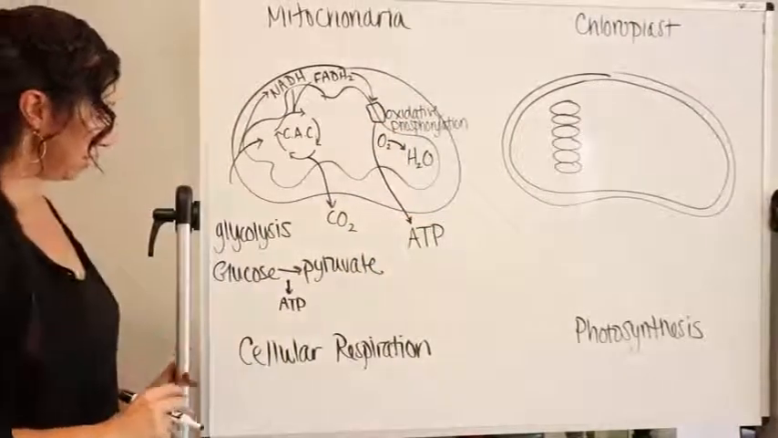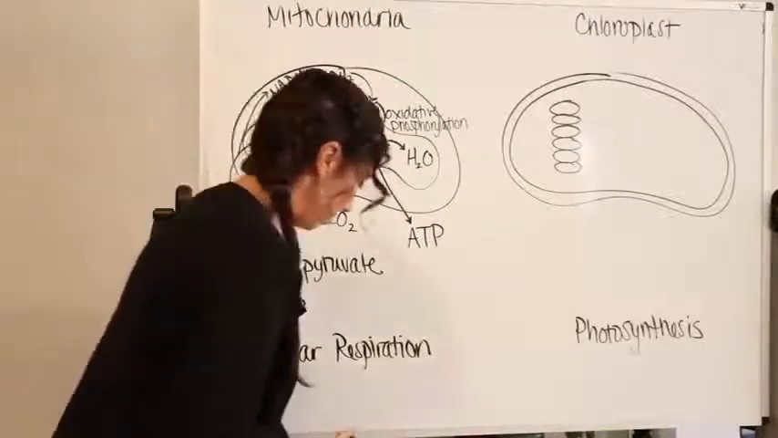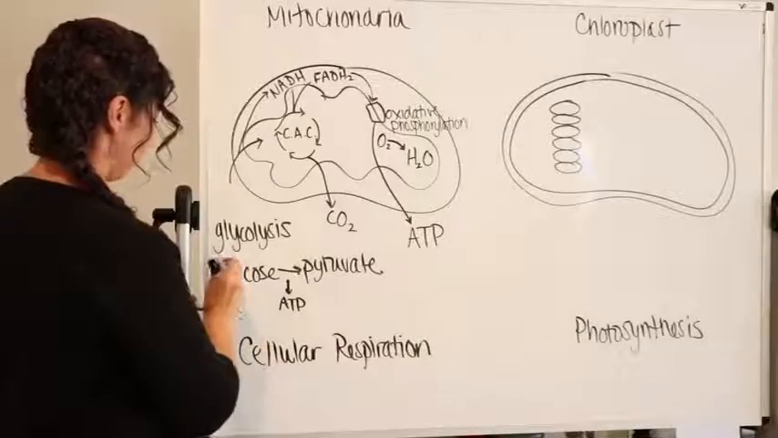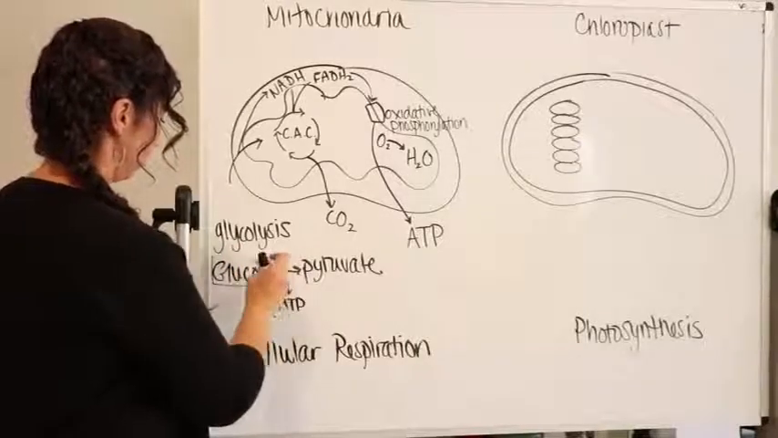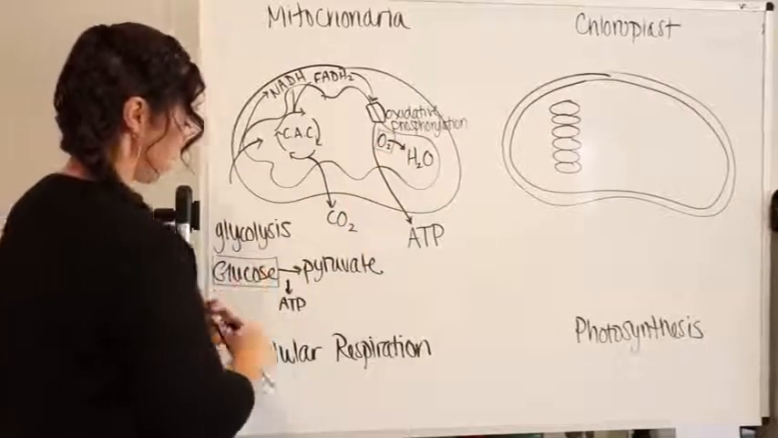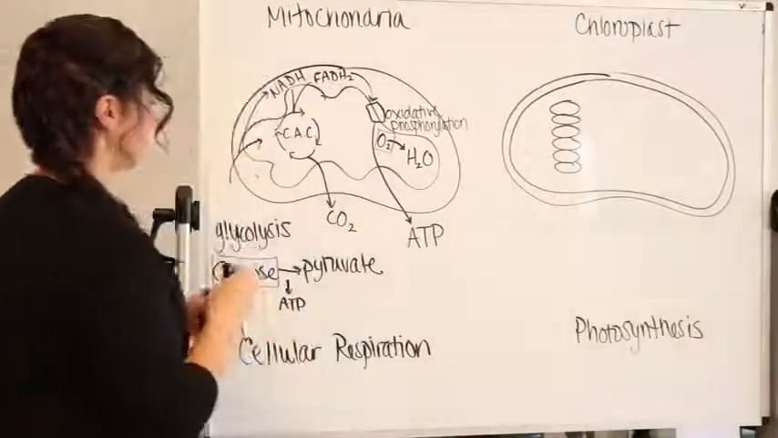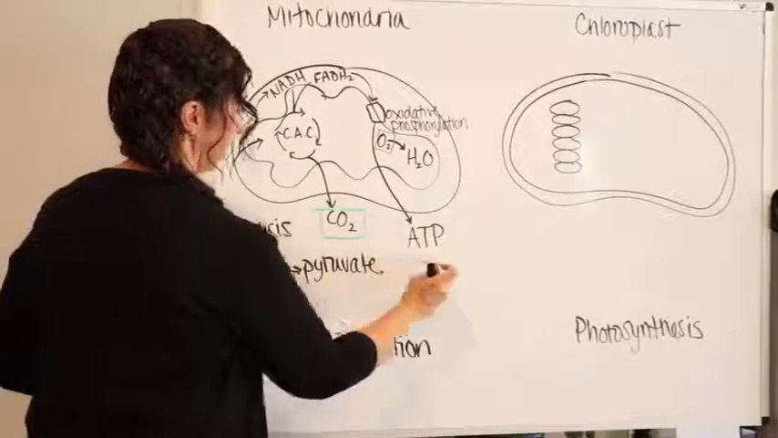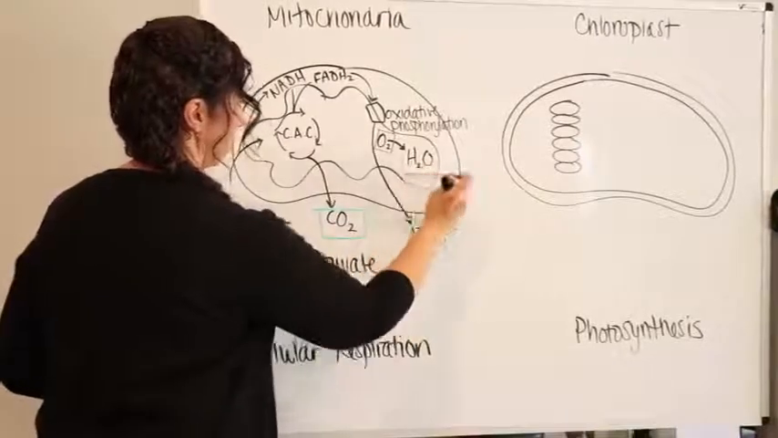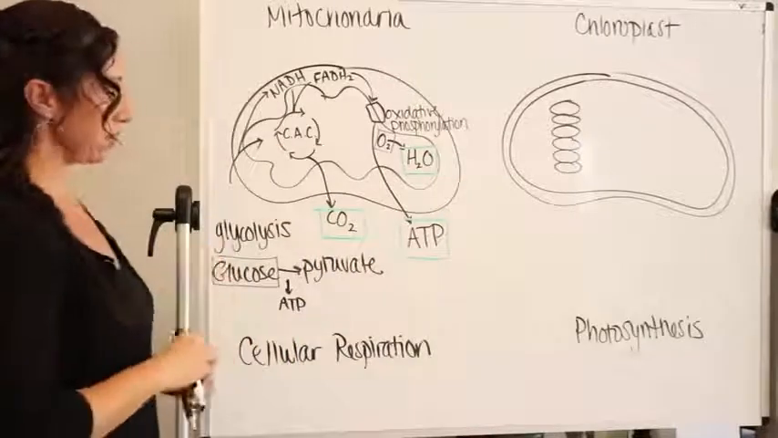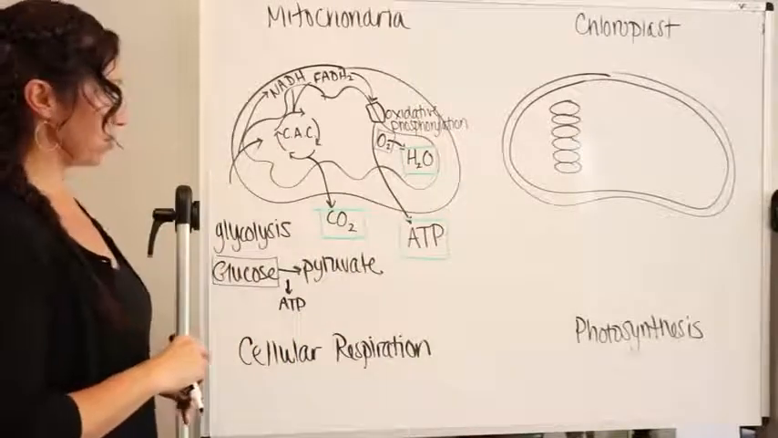All right, so our reactants, the stuff that went into this, was glucose and oxygen. The stuff that came out was carbon dioxide, ATP, and water.